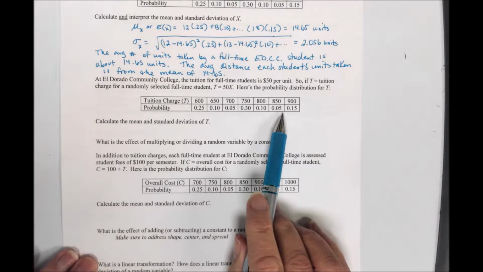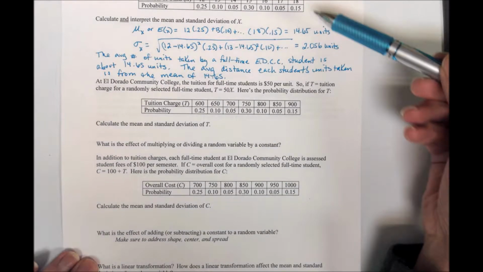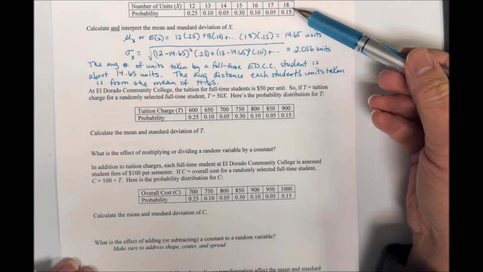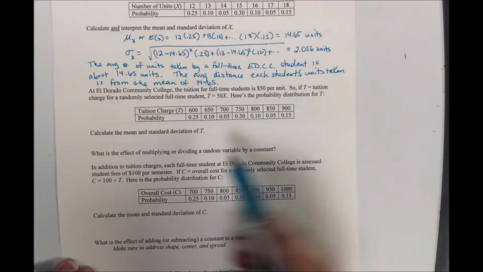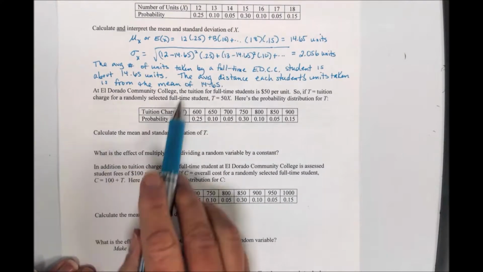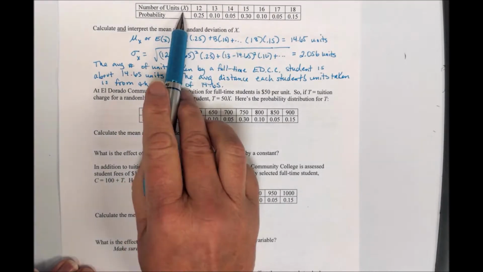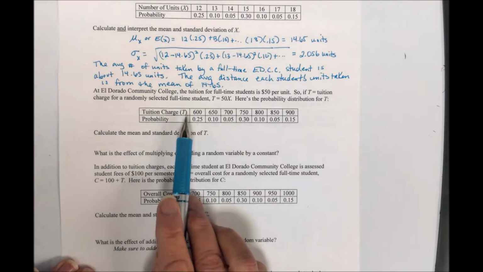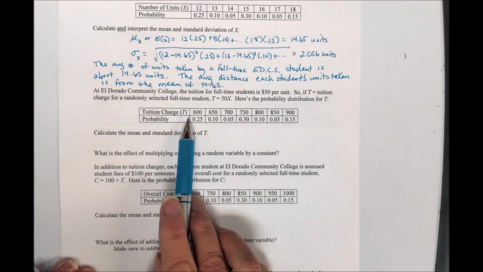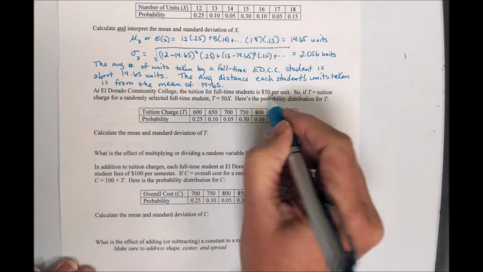Okay, so again, these are transforming. So we started off with the number of units taken. Down here, we're transforming it to a different distribution. I'm going to call it a different letter. So X stood for the number of units taken. T stands for the tuition cost. So each tuition is 50 per unit.